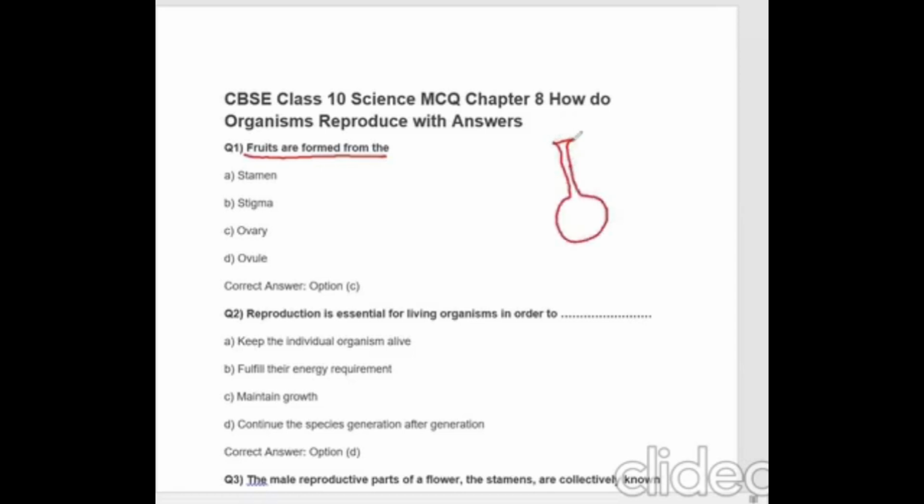So this is the stigma, style, and ovary. So after the pollen grains fall onto the stigma, it develops a pollen tube, and later on, here you have the ovary. Inside this ovary, you have ovules. So the fruit is formed from the ovary, which is the right option.